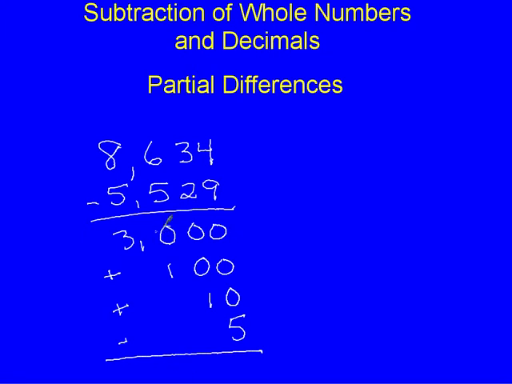So, starting at the top number, 3,000 plus 100 is 3,100, plus 10 is 3,110, minus 5 is 3,105.